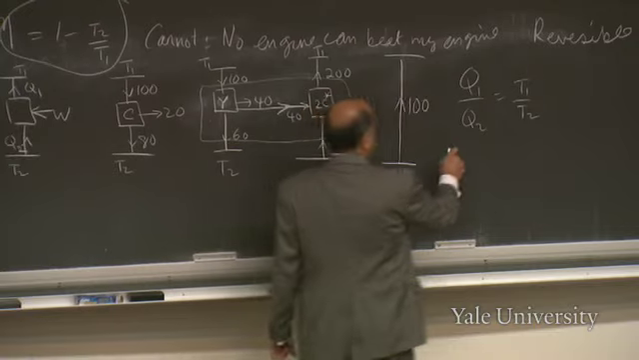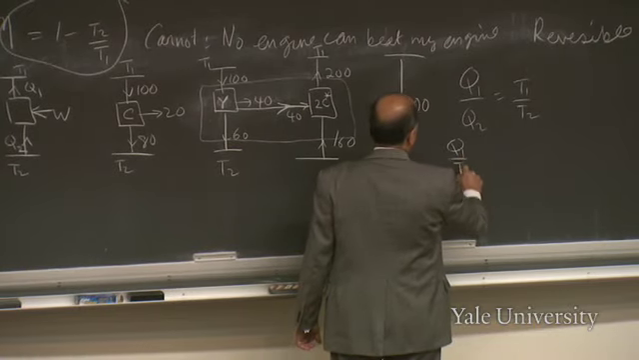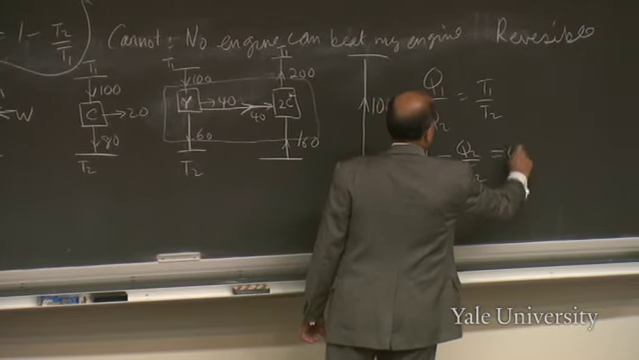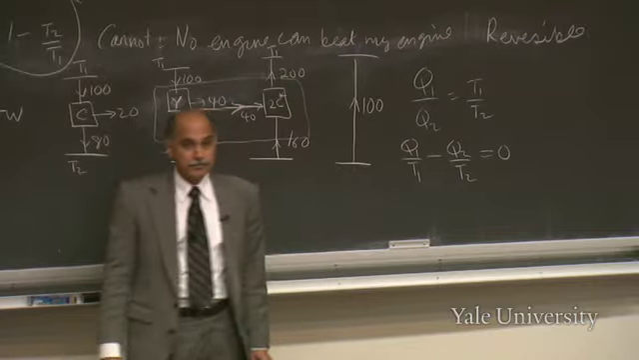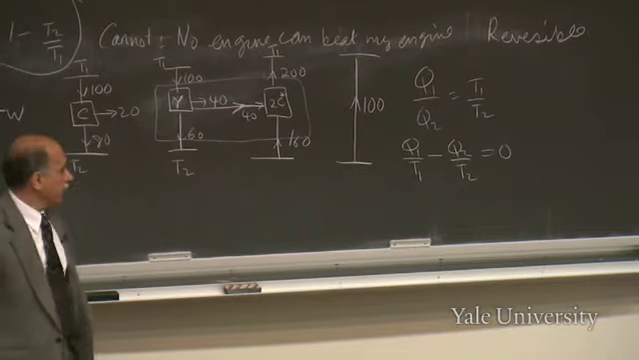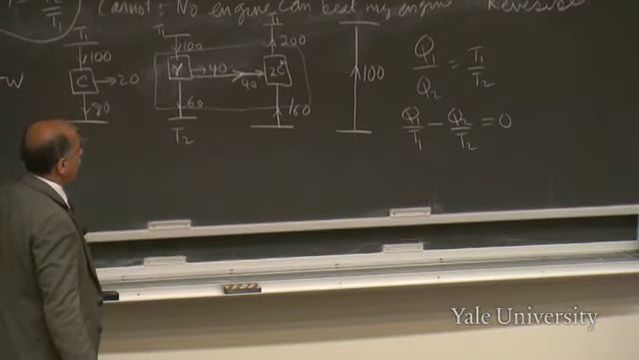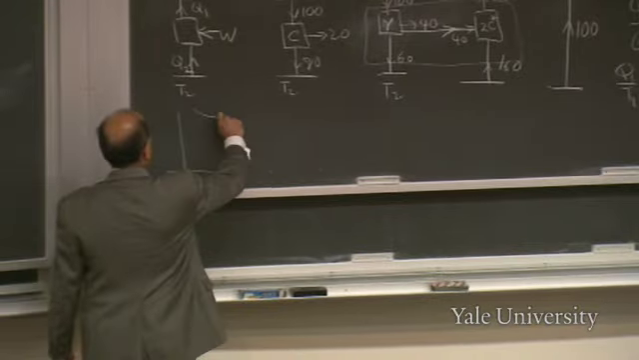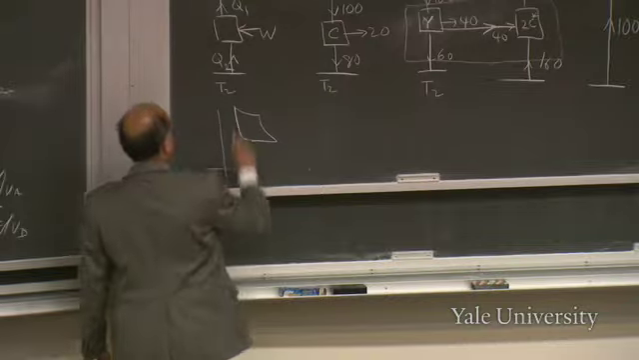Therefore, I'm going to write it as follows. Q1 over T1 minus Q2 over T2 equal to 0. That's just a simple rewrite. But I'm going to write this in another notation. My cycle had 4 parts. Remember, I did this, then I did this, then I did this, then I did that.